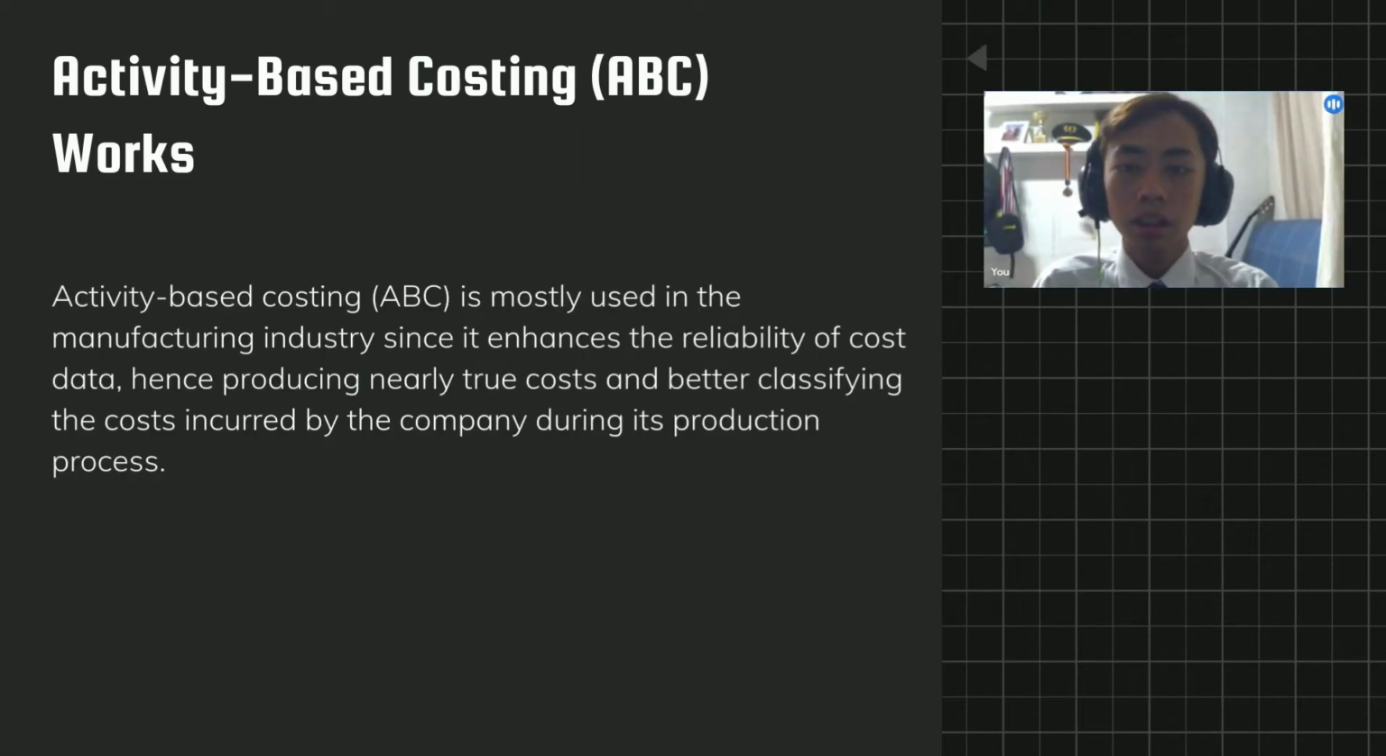I'm going to talk about activity-based costing, ABC, and how it works. Activity-based costing is mostly used in the manufacturing industry since it improves the reliability of cost data, hence producing nearly true costing and better classifying the costs incurred by the company during its production process.